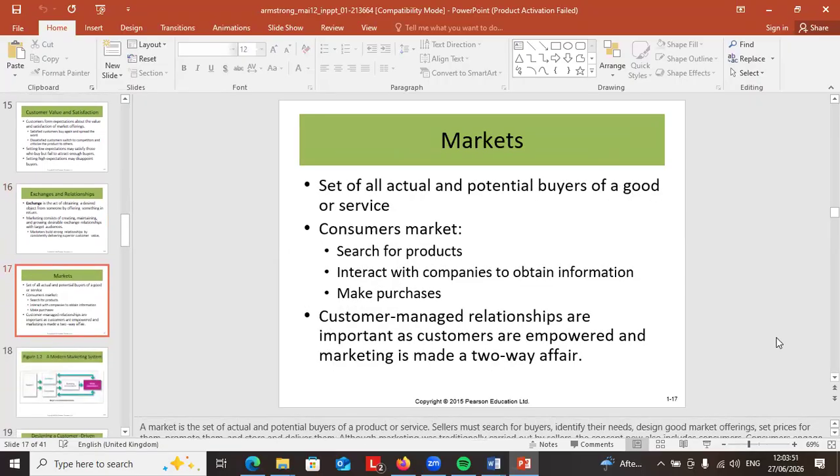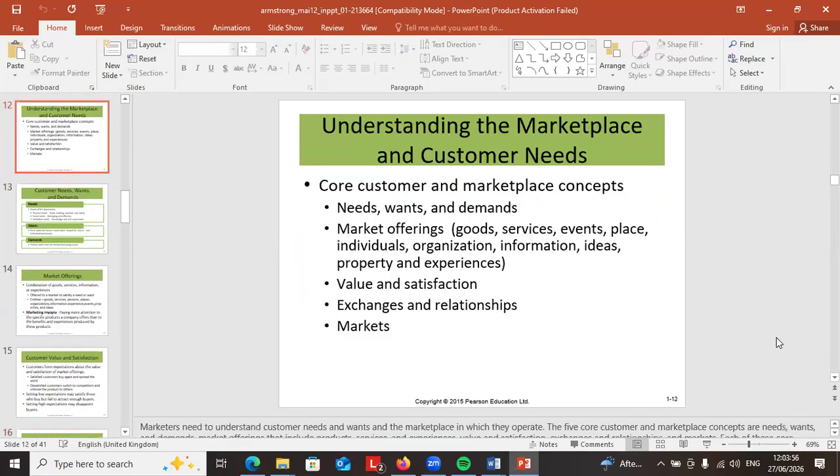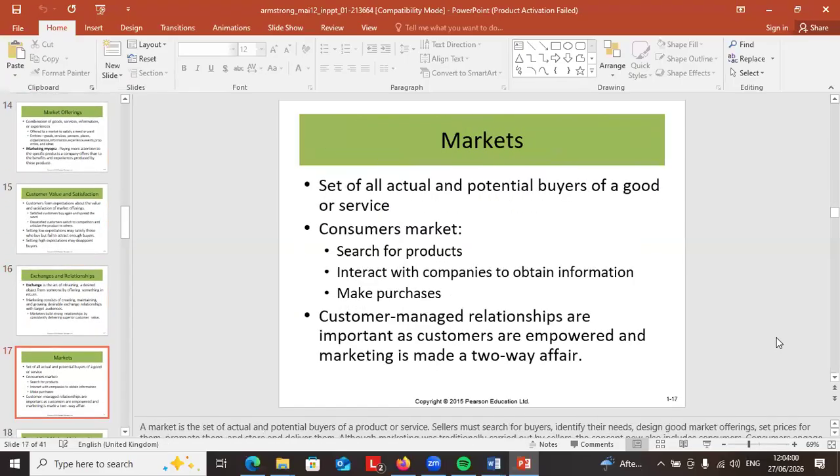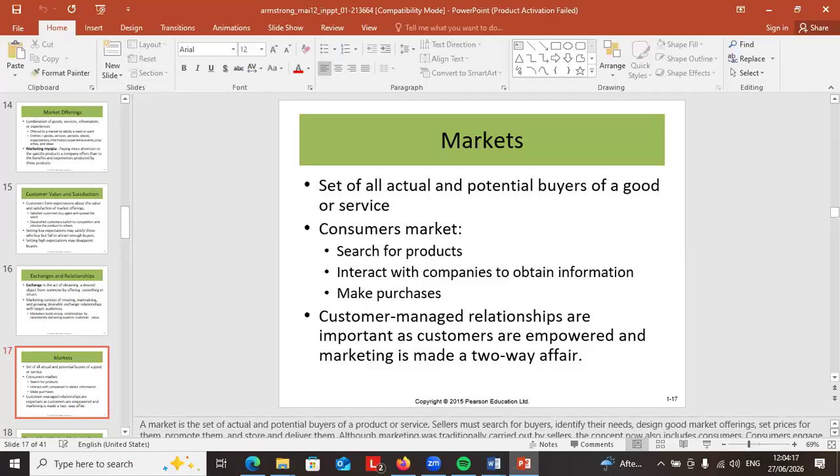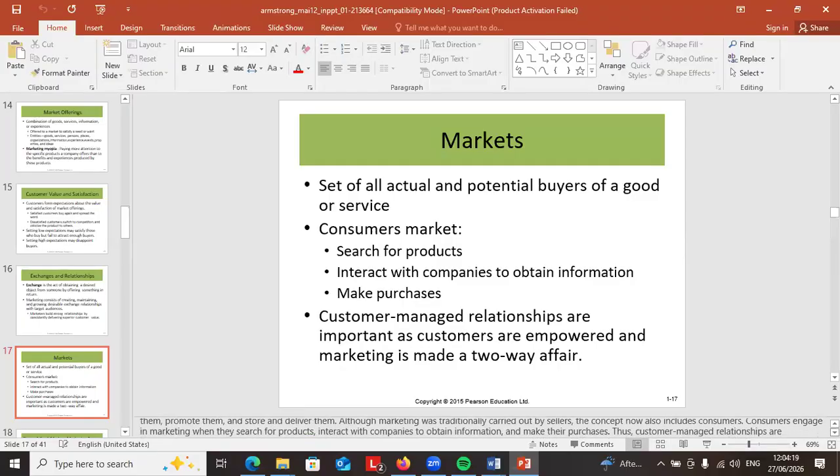What then are markets? Markets are the last core customer and marketplace concepts, right? So a market obviously is the set of actual and potential buyers of a product. Sellers must search for buyers, identify their needs, design good market offerings, set prices for them, promote them, and store as well as deliver them.